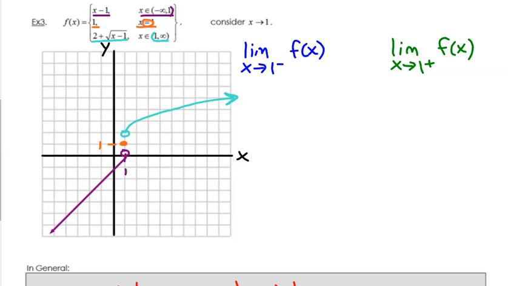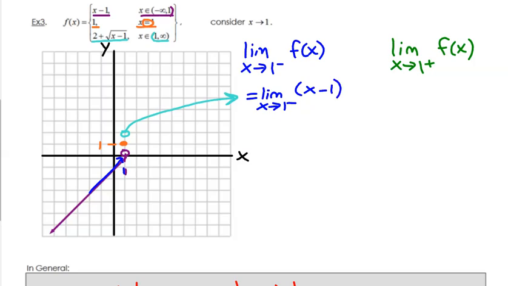And it looks like if I approach along my function towards 1 from the left-hand side, that would be the purple function, approaching this way from the left-hand side towards 1. That means that I'm going to use the purple function, x minus 1.